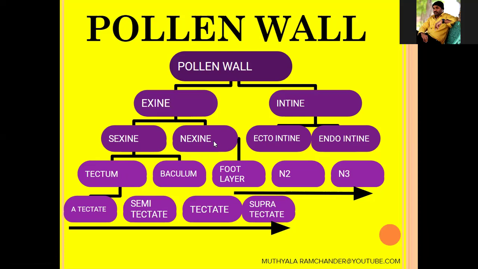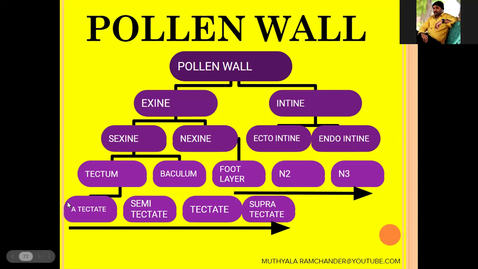Nexine is again divided into three sublayers. Nexine 1, also called foot layer. Nexine 2, Nexine 3 layers. Below the Nexine 3, intine is present. Intine is again divided into two sublayers. One is ectointine, another one is endointine. Ectointine is the outer layer of intine. Endointine is the inner layer of intine. Below the endointine, plasma membrane is present.